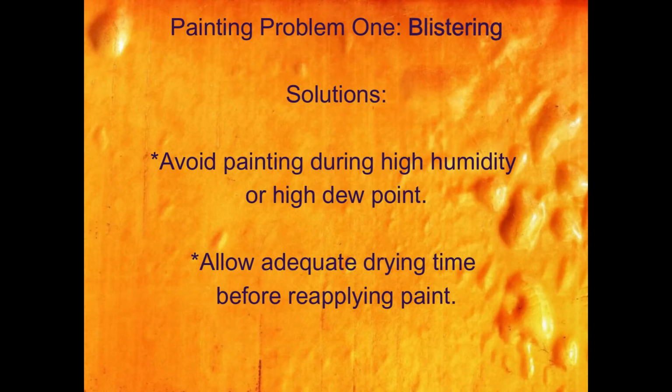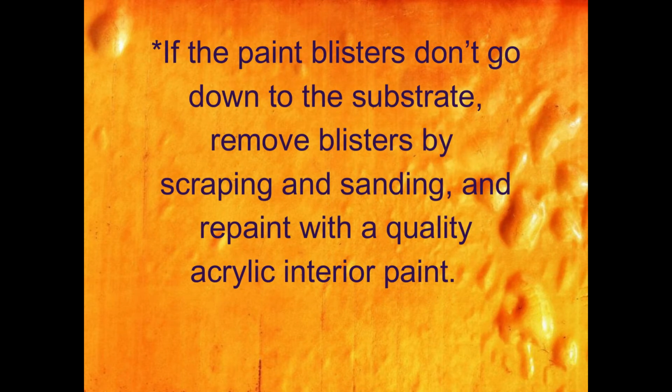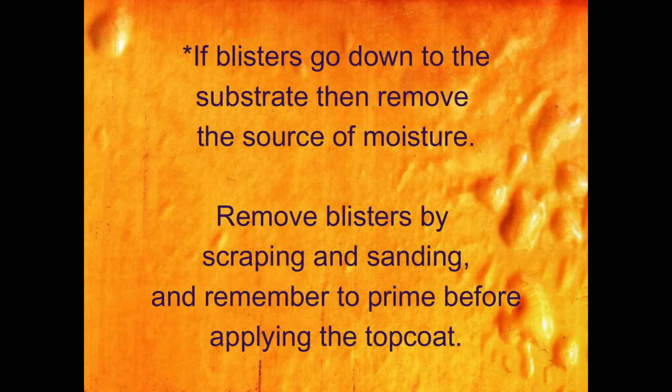Painting problem 1, blistering. Solutions: avoid painting during high humidity or high dew point. Allow adequate drying time before reapplying paint. If the paint blisters don't go down to the substrate, remove blisters by scraping and sanding and repaint with a quality acrylic interior paint. If blisters go down to the substrate, then remove the source of moisture. Remove blisters by scraping and sanding and remember to prime before applying the top coat.